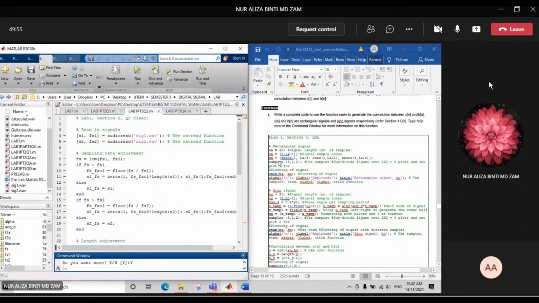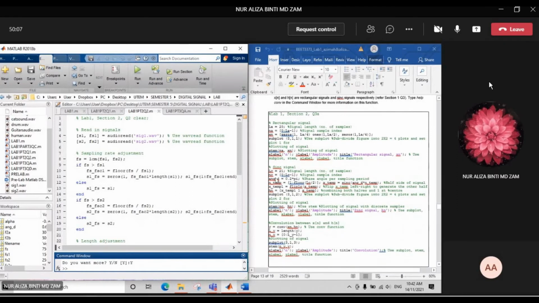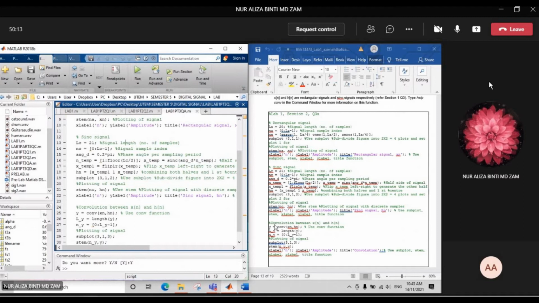For the next question, we have to do the convolution mixing the two signals. First, we have to generate the rectangular signal. In the second one, we have to generate the sinc signal. And then the third part, we have to do the convolution between the rectangular signal and the sinc signal.